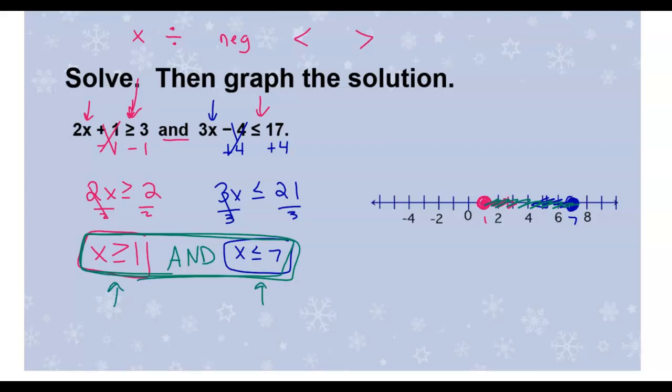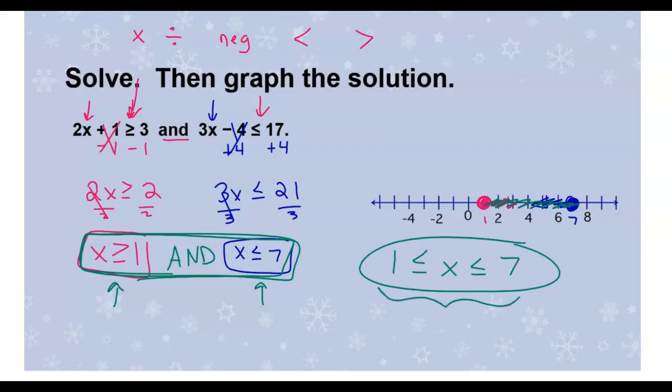And I can write the "and" as this kind of compound inequality without the "and" because it's already assumed. Here we're saying x is greater than or equal to 1 and less than or equal to 7. It's assumed in it as we read it.